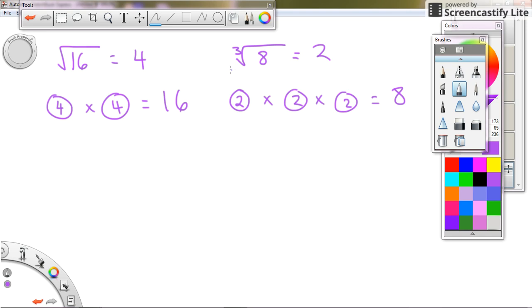Now, I hope you can see the relationship here. This number here is indicating the number of times that this number needs to be multiplied times itself to equal this number. Okay, that's the concept of a root, a higher root. So there's another way of writing that.